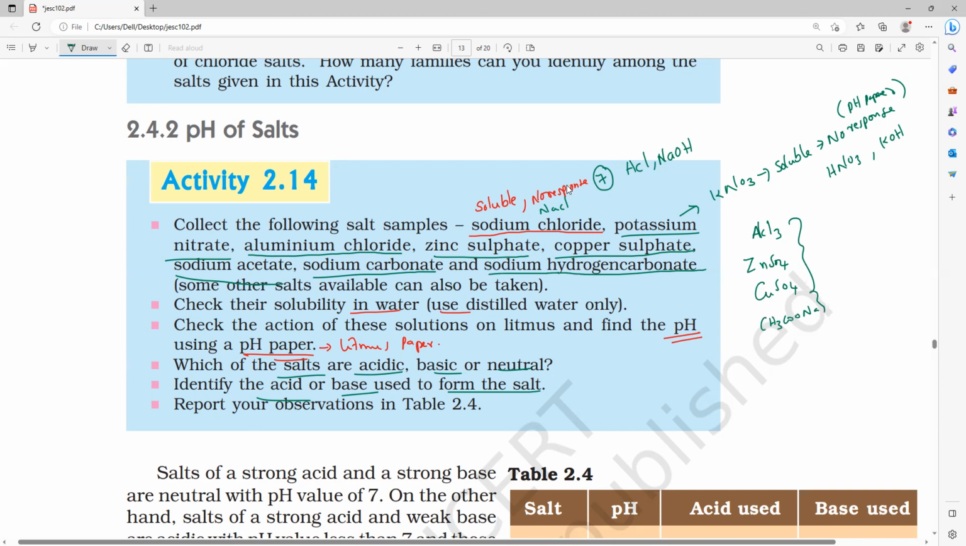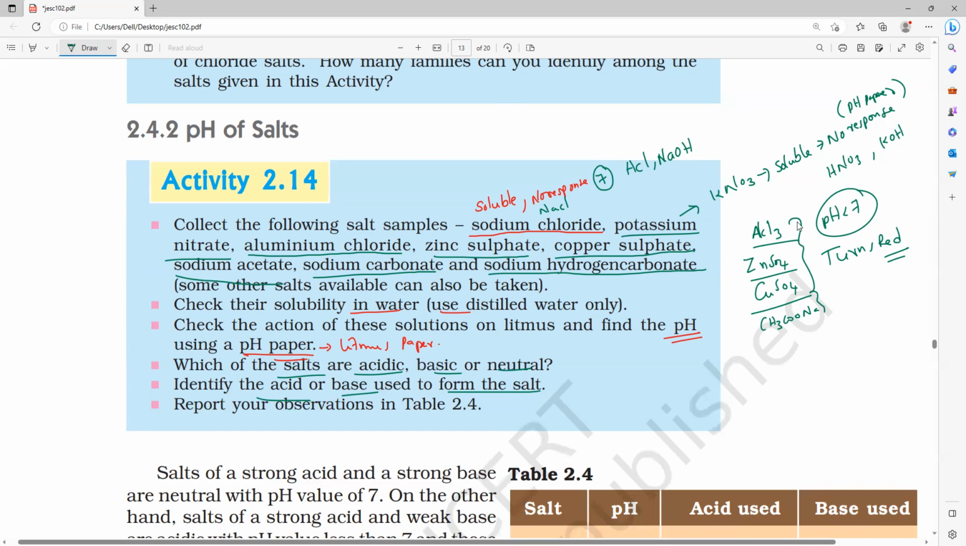Aluminum chloride, zinc sulfate, and copper sulfate are all soluble and act on litmus. They are acidic salts. So is the pH value less than 7 or greater than 7? Less than 7. They will turn blue litmus into red. They are turning blue to red.